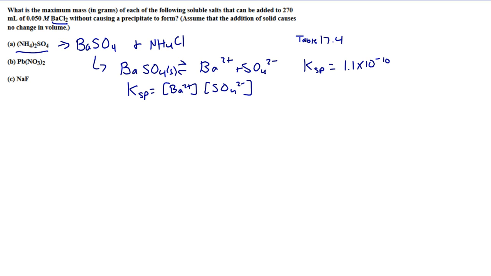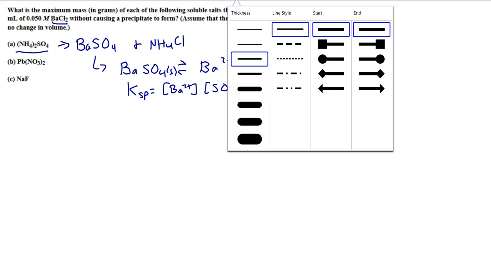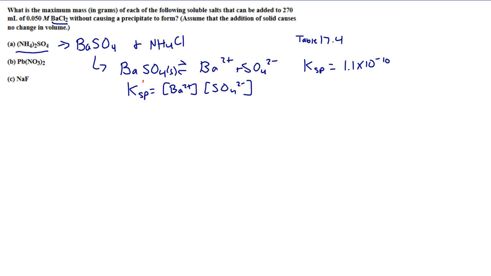So now we're going to plug in what we know. So we know Ksp, so we got that. Barium, how do we figure out barium? Well, if we are 0.050 mole of barium chloride, because barium chloride and barium are 1 to 1, there's 1 mole of barium in every 1 barium chloride. That means that our concentration of barium ion is also 0.050 molar. So we got that part.